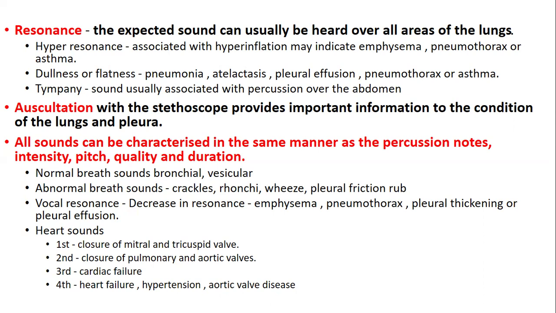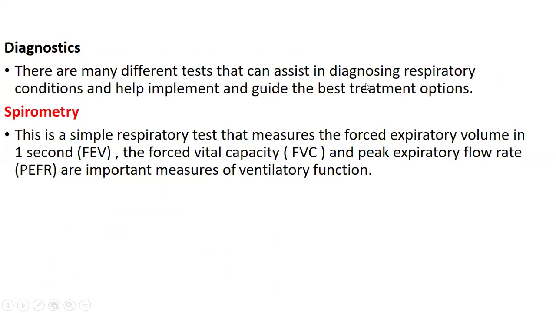Abnormal sounds would include crackles, rhonchi, wheeze, pleural rub, and others. A decrease in vocal resonance would indicate emphysema, pneumothorax, pleural thickening, or pleural effusion, as well as heart sounds. So take note of all of these procedures and make sure that you follow them thoroughly if you are to make a thorough diagnosis.